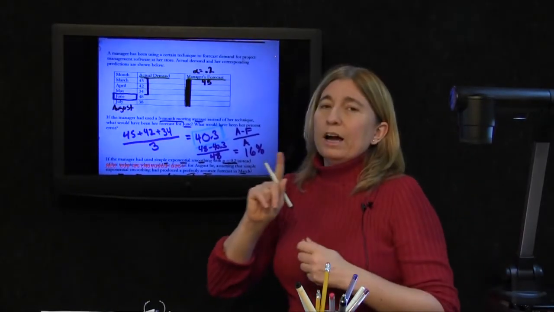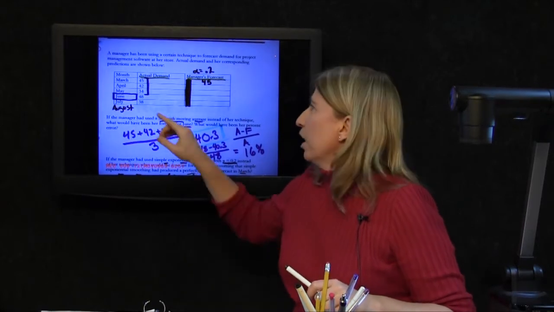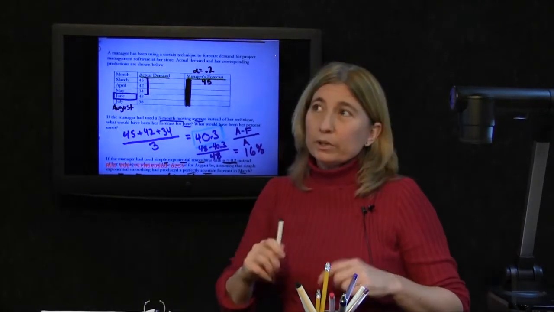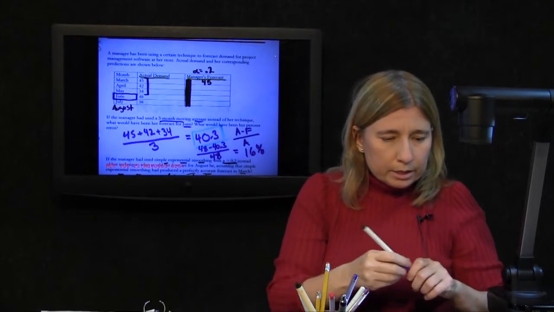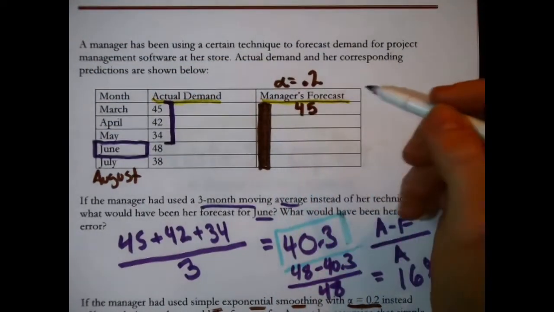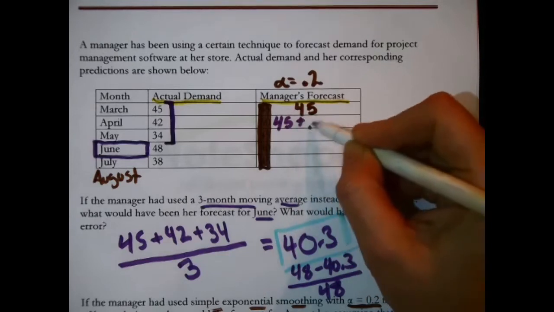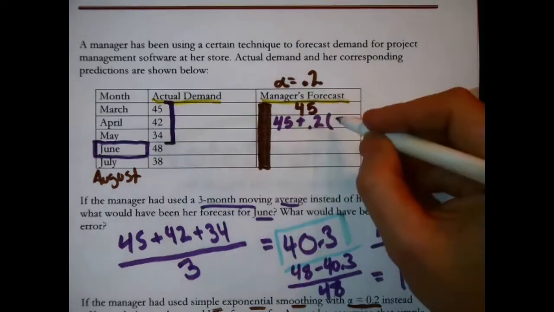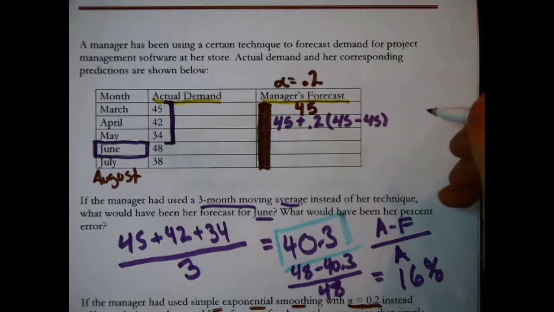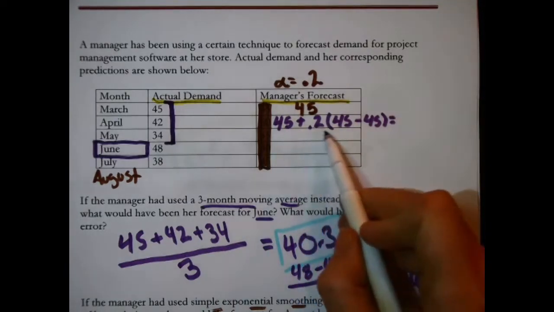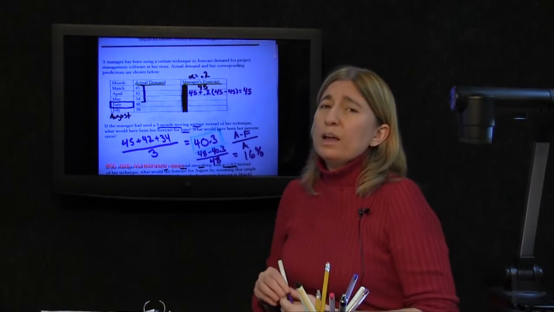Because while we don't have right now everything that we need to forecast August, we now have everything, do you notice this, that we need to forecast April using simple exponential smoothing with an alpha of 0.2. The forecast for April would be the forecast for March, which was 45, plus 0.2 times what actually happened in March, well that's 45, minus the forecast for March, that's 45, meaning that this is 45 plus 0.2 times 0. The simple exponential smoothing forecast for April would have been 45 also.